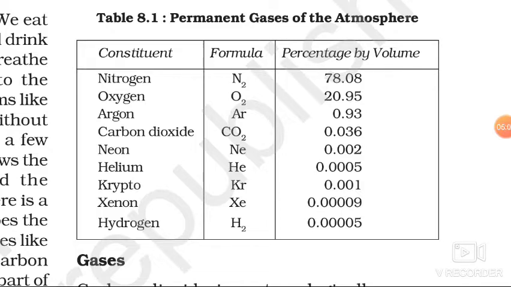Now, what is oxygen? Oxygen has the formula O2, and the percentage by volume is 20.95. So this is basically the order you can clearly see from here. A question may be asked to you: which gas comprises most of the atmosphere? The answer is nitrogen. If nitrogen is not given in the options, then the right answer is oxygen.